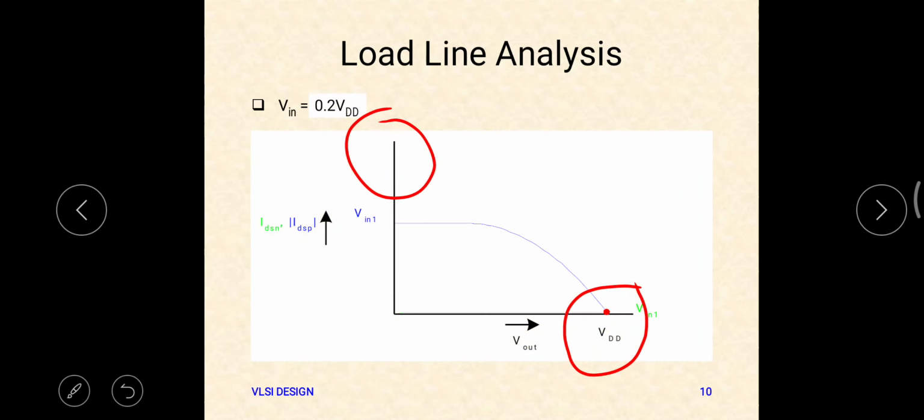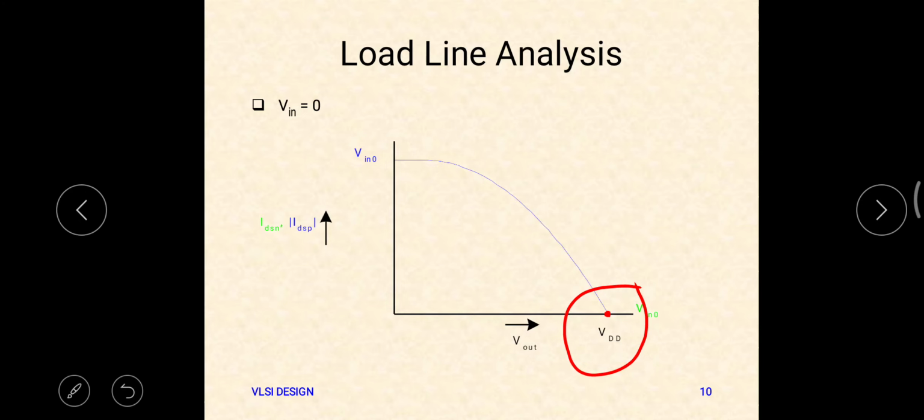Just let me take some other voltages. Let me go for 0.2 VDD instead of 0. If I keep on increasing the voltage, your NMOS will not conduct till the threshold. So till that point, PMOS will be in the proper operating region. Just look at the previous and this diagram. In the previous diagram, your output voltage is somewhat high compared to this slide.